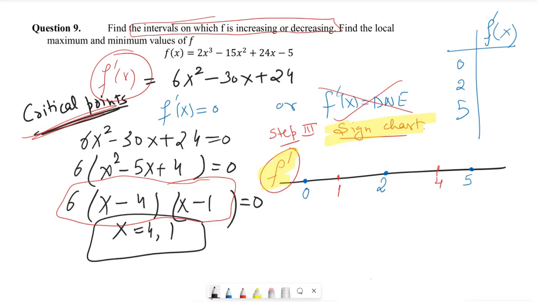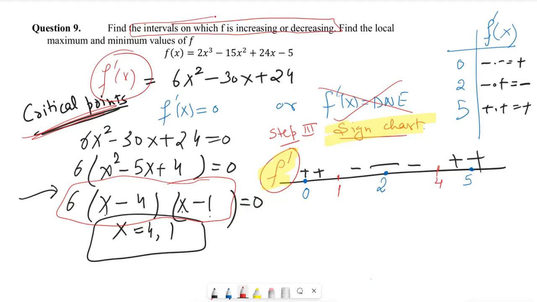If I put 0 in the derivative, 0 minus 4 is negative, 0 minus 1 is negative, negative times negative is positive. So f prime is positive here. When I put 2, 2 minus 4 is negative and 2 minus 1 is positive. Negative times positive is negative. So here f prime is negative. When I put 5, 5 minus 4 is positive, 5 minus 1 is positive. So positive times positive is positive. Okay.